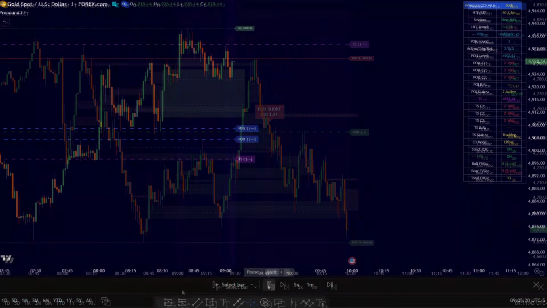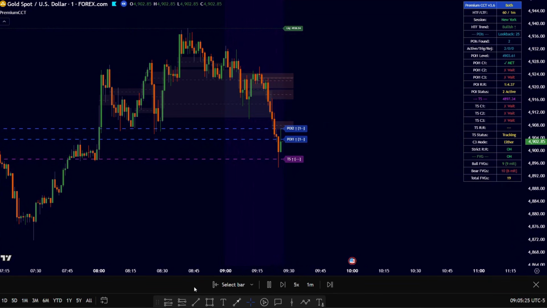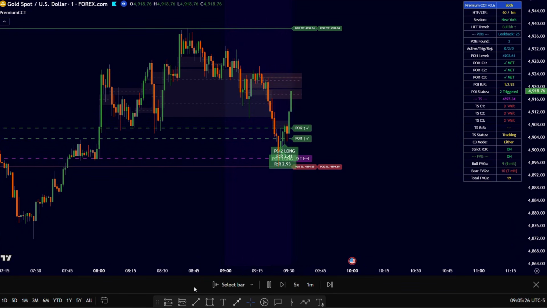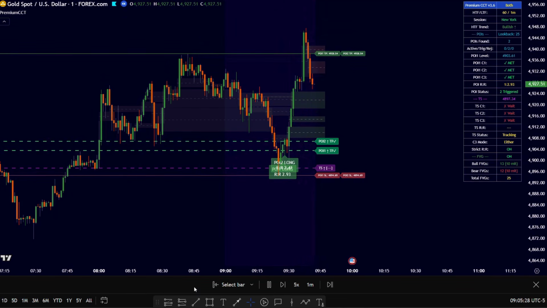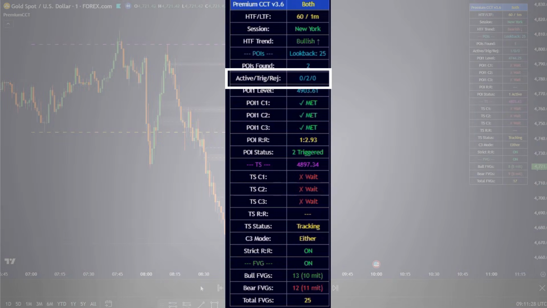The third scenario is when multiple POIs trigger at the same time. This happens when POI levels are close together and price retraces through several levels at once. You have options here. You can take the first POI, which is the most recent level, or you can take the POI with the best risk-reward ratio, or you can scale into both or all levels with smaller position sizes on each. The table will show something like A:0 T:2, meaning 0 active and 2 triggered.